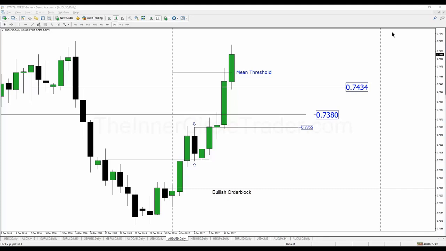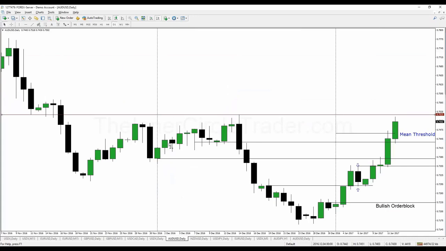Price has moved from 73.80 to 74.34 yesterday. Having that move from 73.80 to 74.34, it closed in that fair value gap that we've been monitoring that occurred in December 2016, and then price moved through the mean threshold. It's obvious that we'll see a move above that 75.25 level.